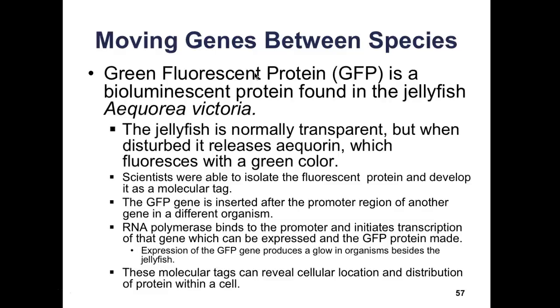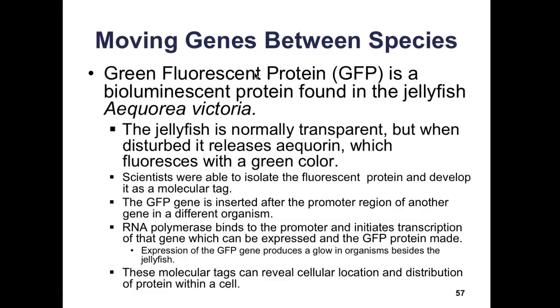We do see this often in jellyfish. The Aequorea victoria jellyfish is normally transparent, but when disturbed, it releases this protein which fluoresces with a green color. Now, you've heard of this word before. Think of fluorescence when we looked at photosynthesis and talked about the cyclic pathway, where when you fluoresce, you give off heat and light energy. So scientists were able to isolate the fluorescent protein and develop a molecular tag. The GFP gene is inserted after the promoter region of another gene in a different organism.